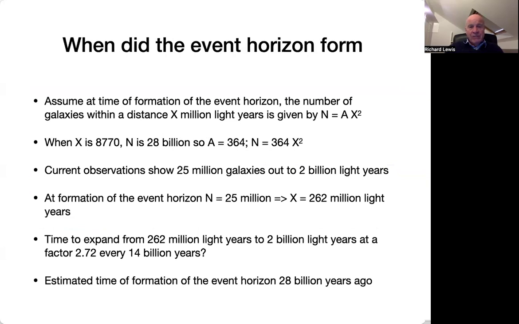So we want to know when the event horizon formed. And we're going to assume this formula, which is n equals ax squared. n is the total number of galaxies. x is the distance out of the galaxy field, measured in millions of light years. So if we're taking the whole galaxy field out to the event horizon, that's out to 8,770 million light years, and our number of galaxies is 28 billion. That gives us a value for a of 364.